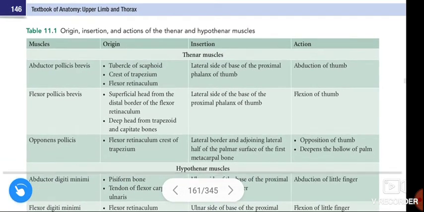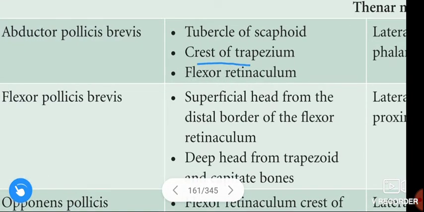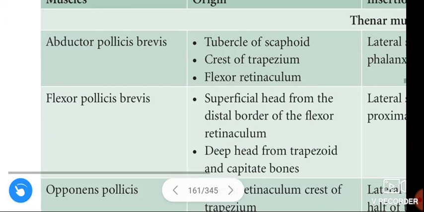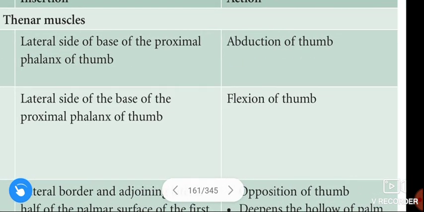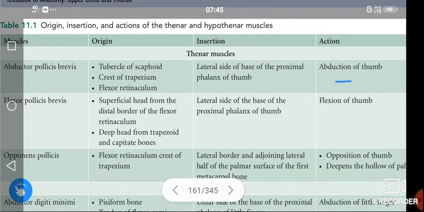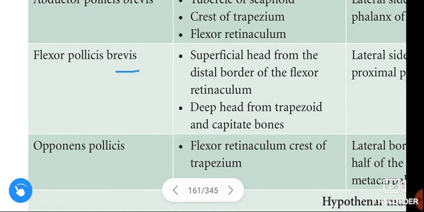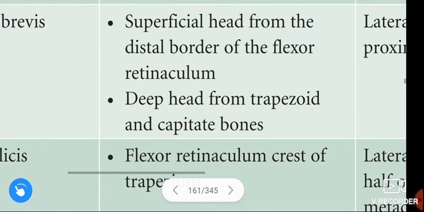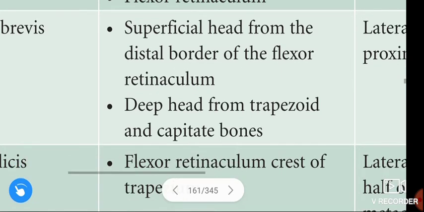See once again the origin, insertion and action of these three thenar muscles. Abductor pollicis brevis: origin is tubercle of scaphoid, crest of the trapezium, flexor retinaculum. Insertion is lateral side of the base of the proximal phalanx of the thumb, and the action is abduction of the thumb. Clear? Next, flexor pollicis brevis. It has two heads, superficial and deep. Superficial head originates from the distal border of flexor retinaculum. Deep head from trapezoid and capitate bones.